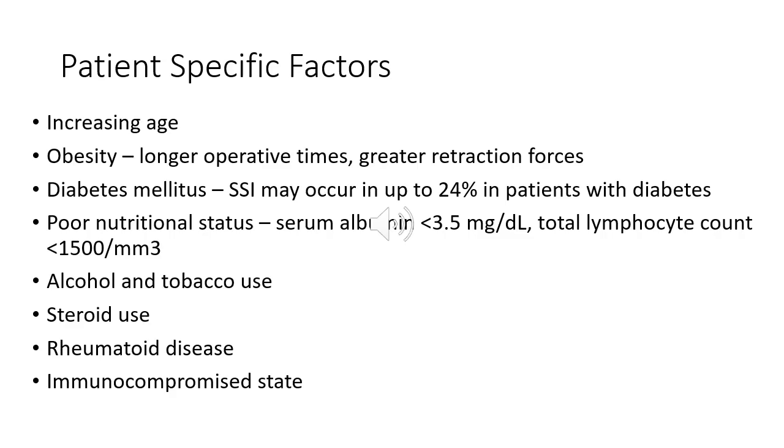Patient-specific factors that may predispose to surgical site infections include increasing age, obesity, which can lead to longer operative times, greater retraction forces, diabetes mellitus. It is known that surgical site infection can occur in up to 1/4 of patients that suffer from diabetes. Poor nutritional status, really defined as a serum albumin of less than 3.5 or a total lymphocyte count of less than 1,500. Chronic alcohol and tobacco use, steroid use, rheumatoid disease, and an immunocompromised state.